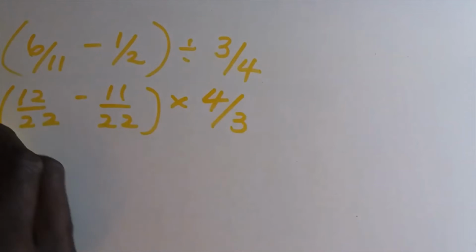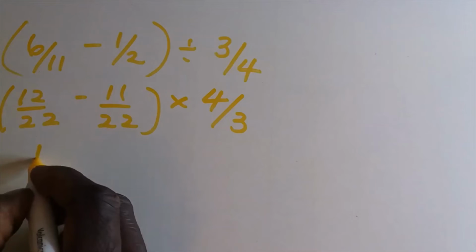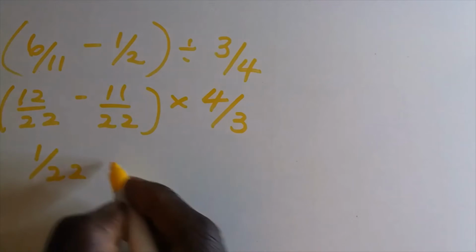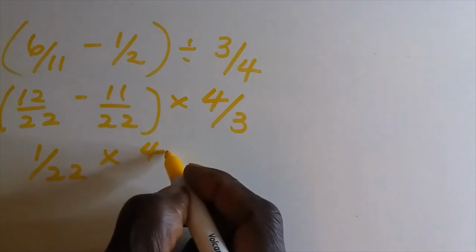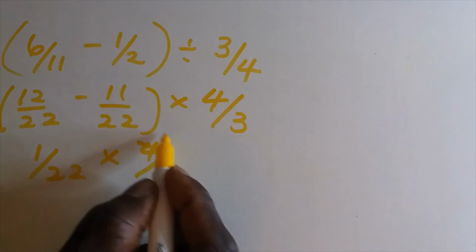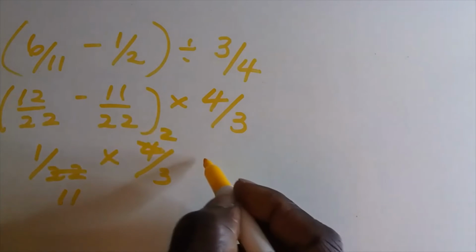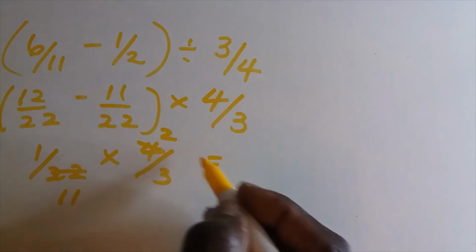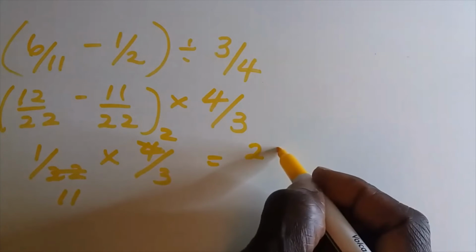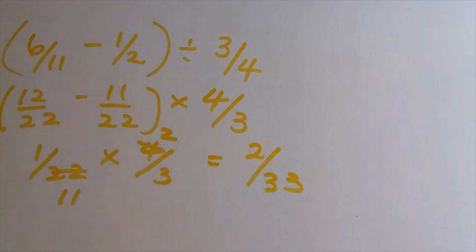This now is equal to 1 over 22 times 4 over 3. We can divide here by 2. Now we have in the numerator 2 times 1 is 2, and in the denominator 11 times 3, 33.